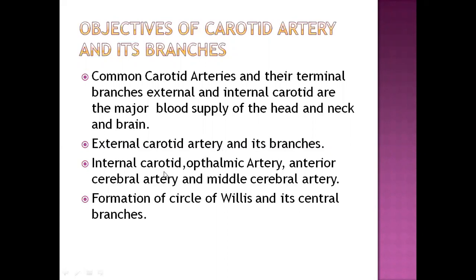And the internal carotid artery gives branches like the ophthalmic artery. It supplies the orbit, and it gives the central artery of the retina, and it also gives the anterior cerebral artery, the middle cerebral artery, and the anterior choroidal arteries. When the internal carotid artery joins with the branches of the vertebral artery, the basilar artery, it forms the circle of Willis. What the circle of Willis is, and where it is present, we'll discuss in a while.